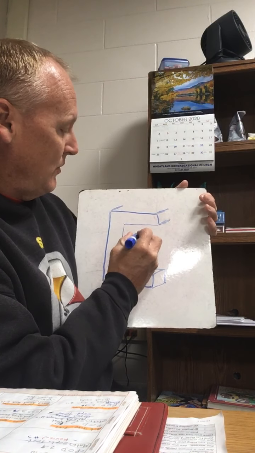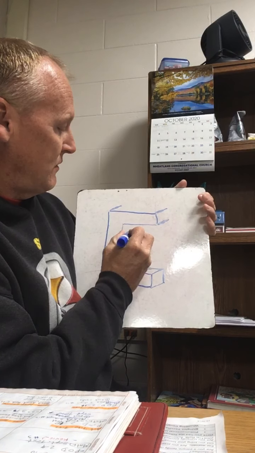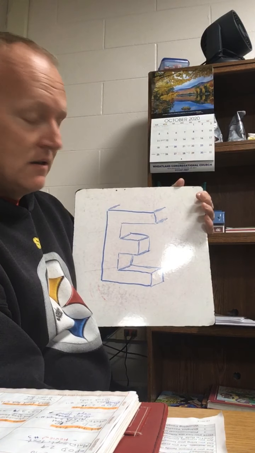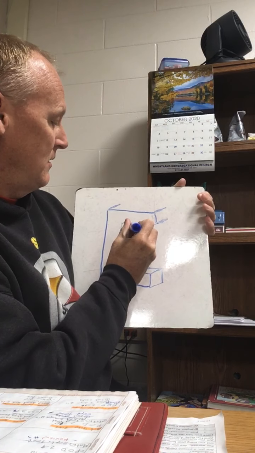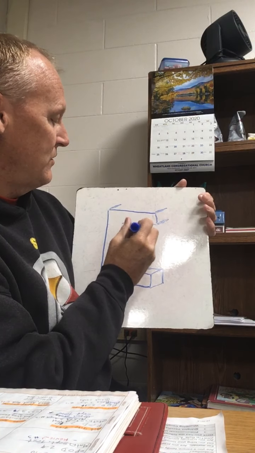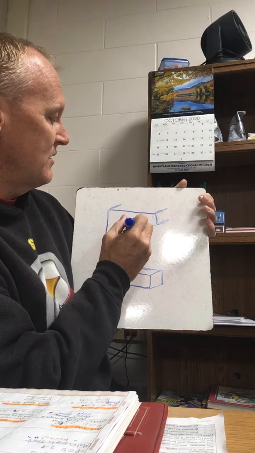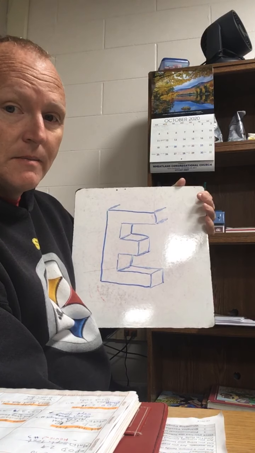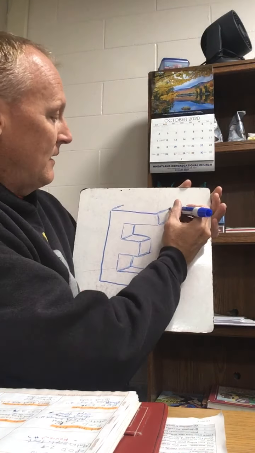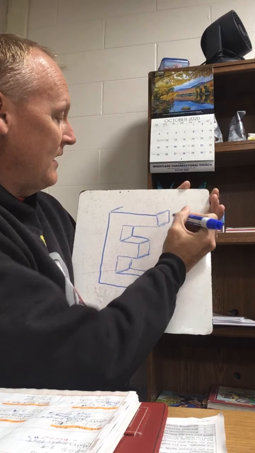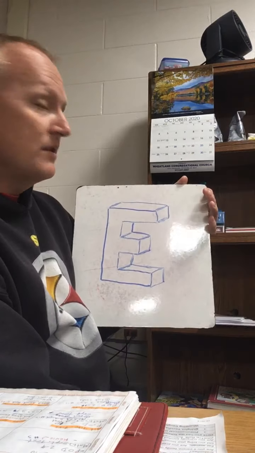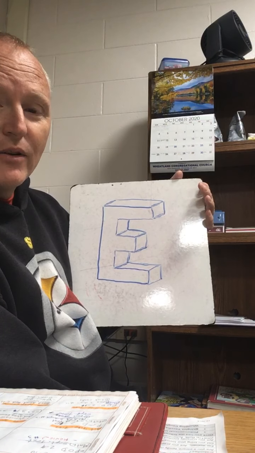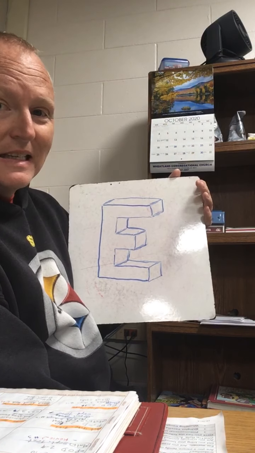Go from this endpoint to this vertex for another face. From this vertex, you go up here, straight up. You always want to go parallel to its opposite edge. Here's its opposite edge. So that's your new face. Connect these two endpoints and you have another face. And go from endpoint to vertex up here, and you have your three-dimensional E.